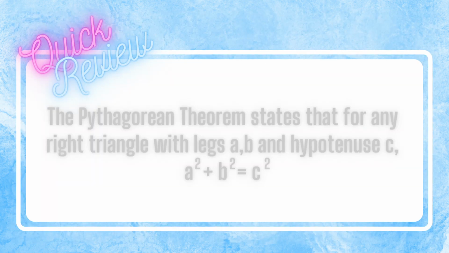Just as a review, the Pythagorean theorem states that for any right triangle with legs a and b and hypotenuse c, a squared plus b squared equals c squared. When looking at word problems, make sure you're correctly labeling the legs and the hypotenuse.